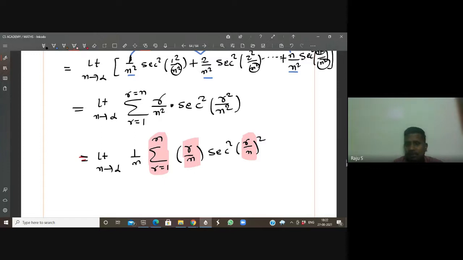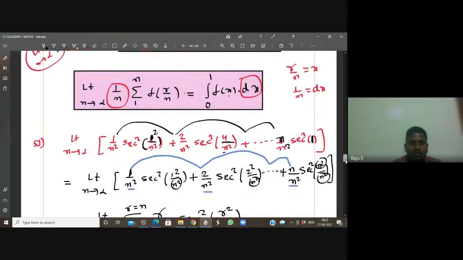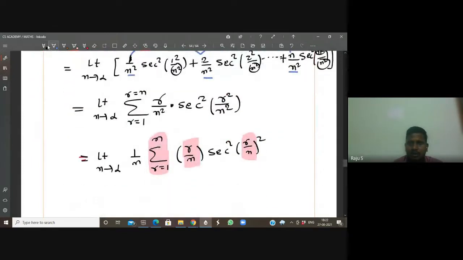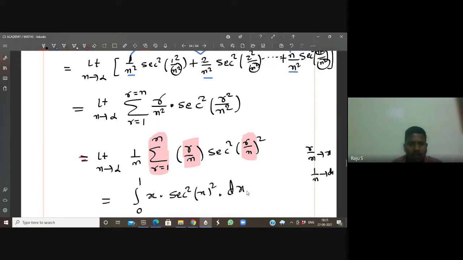Now when comparing this with the formula, summation is there, 1 by n is there, r by n is there. I told you very clearly, replace r by n with x, 1 by n with dx, remaining integral 0 to 1. So this can be written as integral 0 to 1, r by n is x, secant square, r by n again, x square, into the remaining dx. That's all. Any doubts, students? r by n I replace with x, secant square as it is, 1 by n becomes dx. This remaining value becomes the integral.